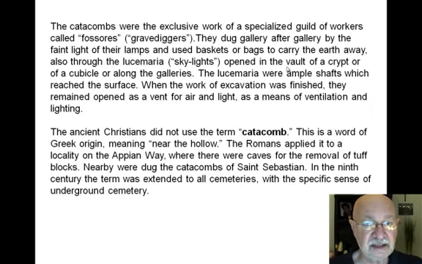The catacombs were the exclusive work of a specialized guild of workers called fossores, which means grave diggers. They dug gallery after gallery by the faint light of their lamps and used baskets or bags to carry the earth away, also through the lucernaria, which were skylights opened in the vault of a crypt or of a cubicle or along the galleries. The lucernaria were ample shafts which reached the surface. When the work of excavation was finished, they remained open as a vent for air and light, as a means of ventilation and lighting.